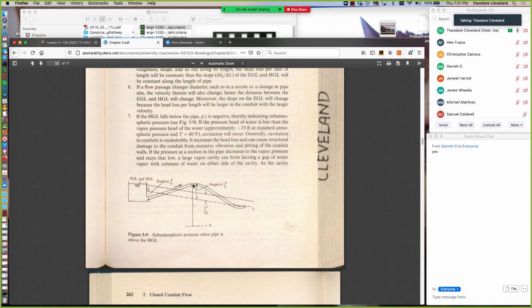If it becomes too negative, to the vapor pressure of water, then we'll get a vapor bubble in there and the system will fail. The water will stop flowing. And if we get way too low a pressure, not only will we get a vapor cavity in there, the pressures can be low enough that the surrounding air pressure and soil pressure can crush the pipe. And then you have a real problem.